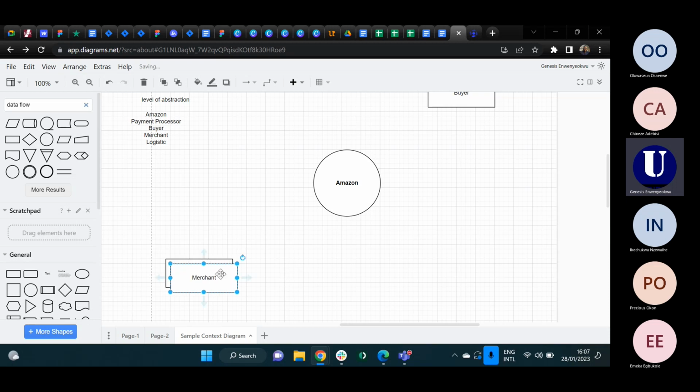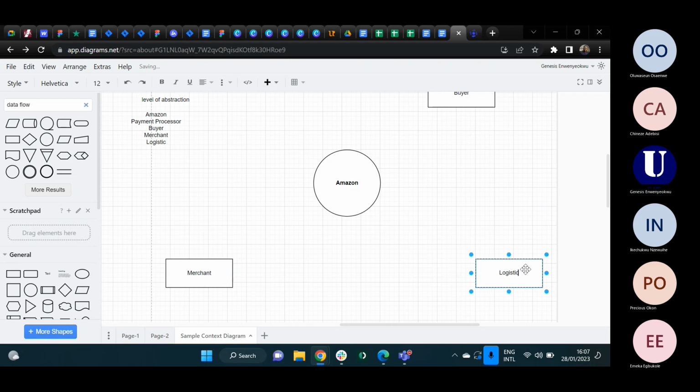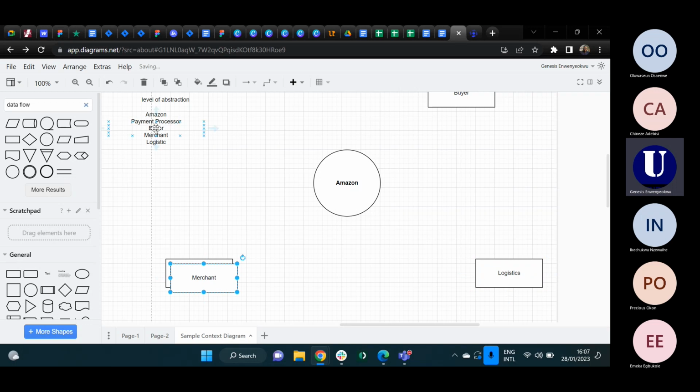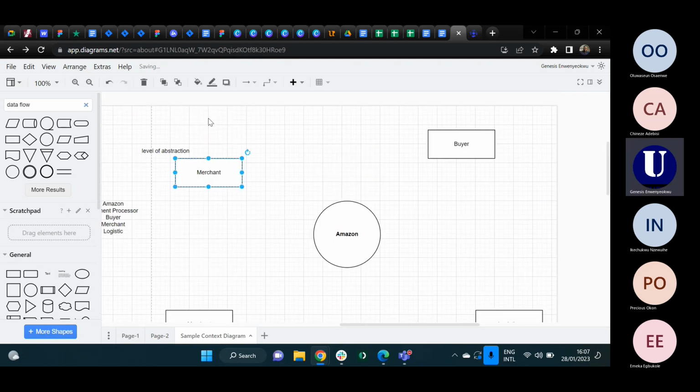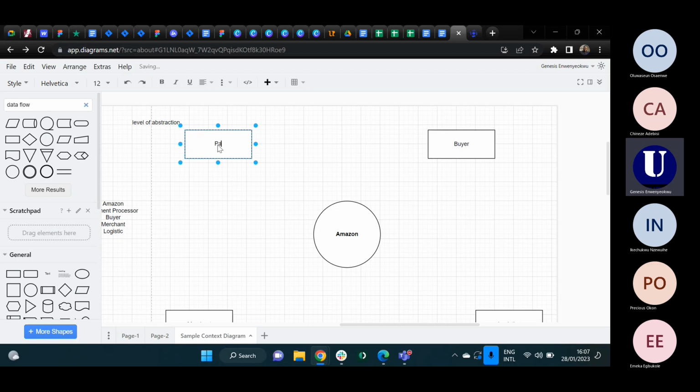Then we have another external entity that we can call logistics or delivery. So let's just call it logistics. Then we have the last one, for the purpose of this explanation, which we'll call the payment processor. These are the ones that help to process payments for Amazon. They could be using PayPal, they could be using Swift, maybe Paystack, as the case may be, or InterSwitch, anyone. So you call them the payment processor. They help to process our payments, right?